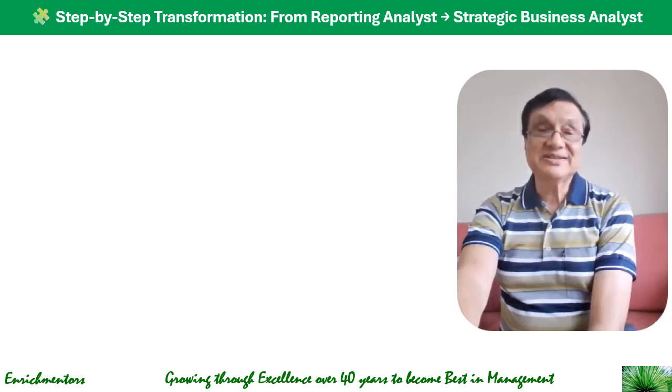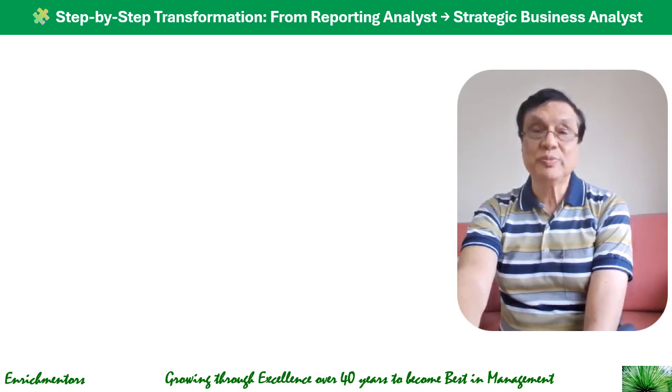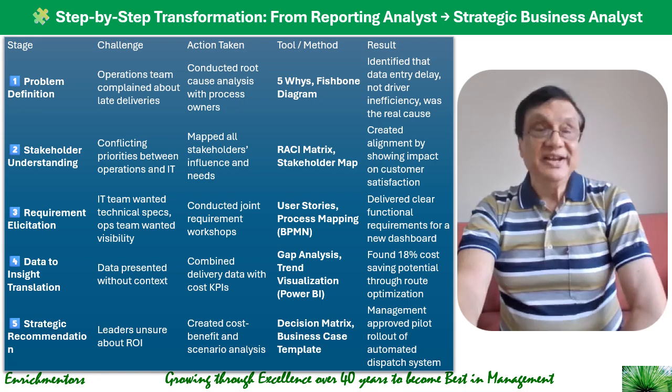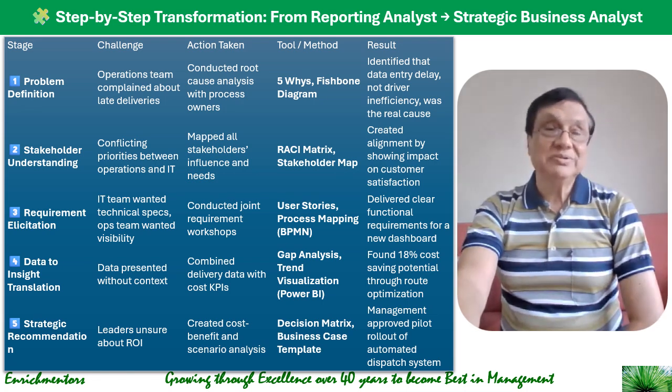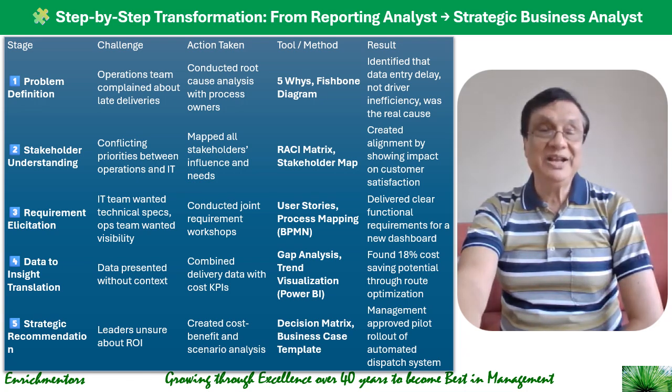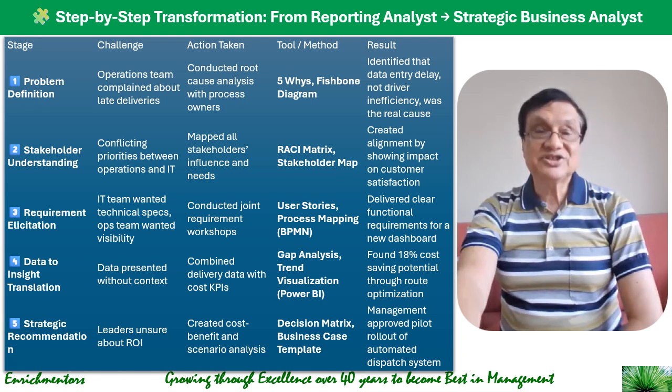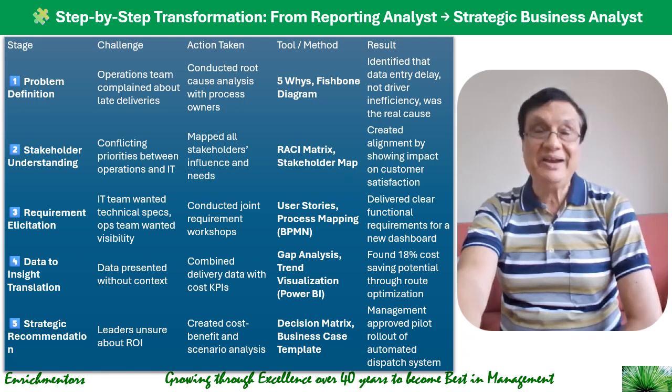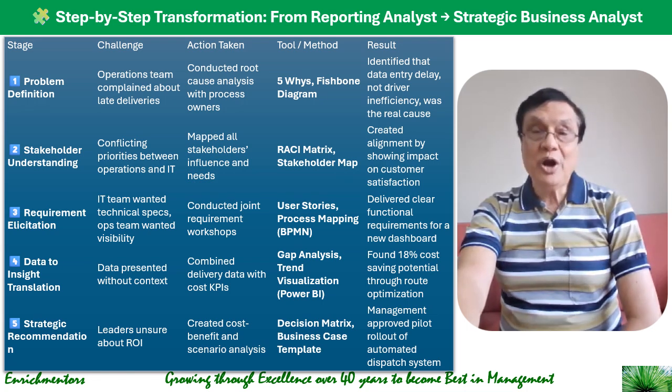So, what was the step by step process that Sarah used to become a strategic business analyst from a reporting analyst? The first stage was to define the problem, where the challenge was the operations teams complaining about late delivery, for example. So, define that as the problem. Sarah conducted root cause analysis with process owners, and the tools she used were five whys and fishbone diagrams. The result was that she identified that data entry delays, not driver inefficiency, were the root cause.